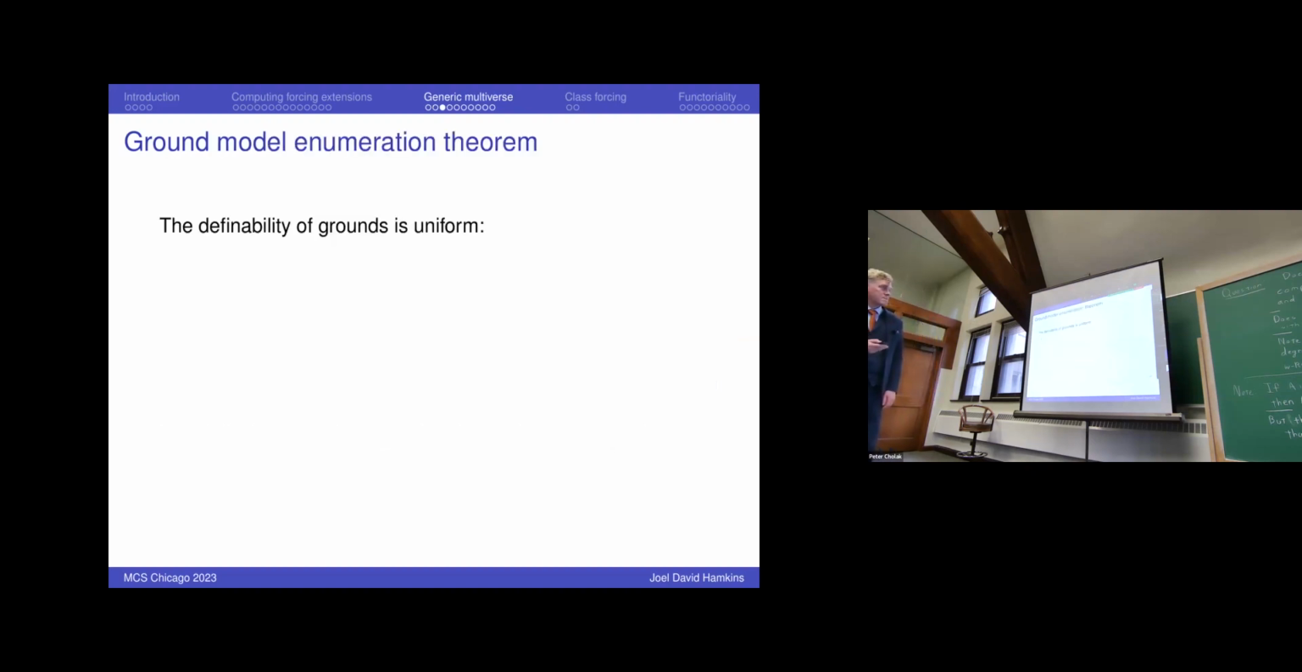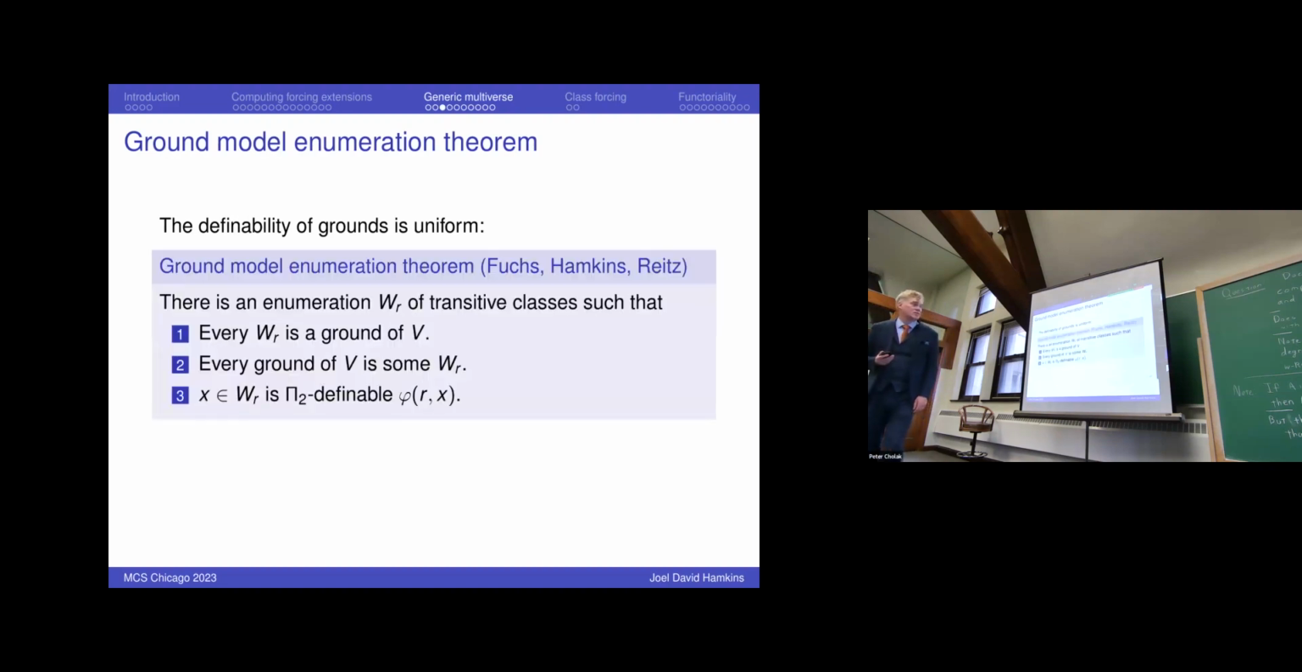Okay. The definability of the grounds is uniform. It's called the ground model enumeration theorem, and this is maybe the beginning of the subject that we call set-theoretic geology, which is studying the structure of the grounds of the universe by forcing. I think of this as analogous to the computability case of having an enumeration of the CE sets, except here we have an enumeration of the ground models. So there's an enumeration W sub r of transitive classes such that each of them is a ground model of the set-theoretic universe V, and every ground is one of them, and the relation of membership there is pi2 defined.